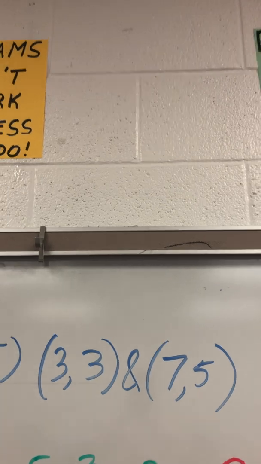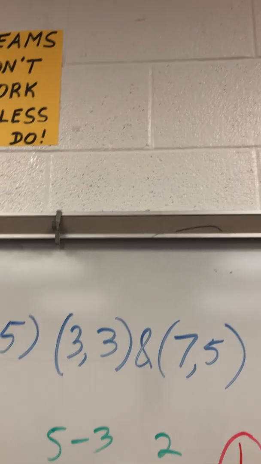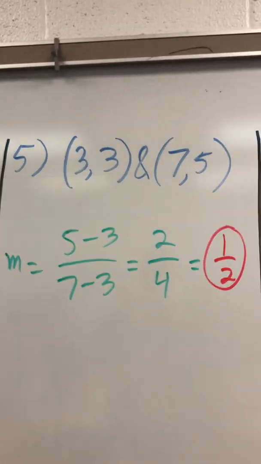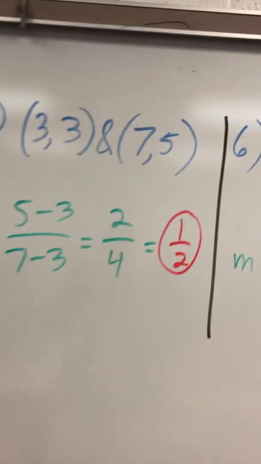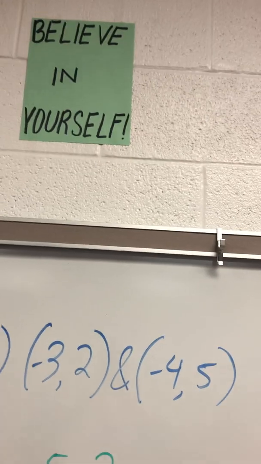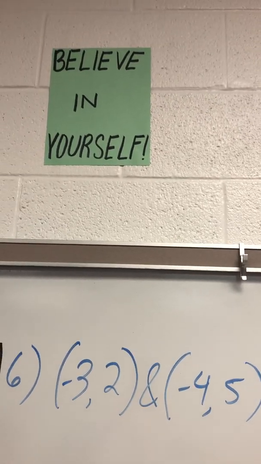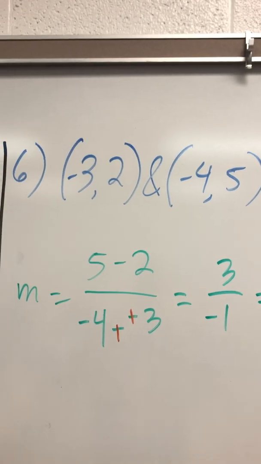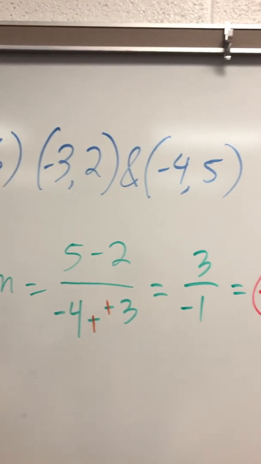Over here, 5 minus 3 over 7 minus 3. 2 over 4, always reduce, 1/2. 5 minus 2 over negative 4 minus negative 3 gives me 3 over negative 1, which is negative 3.